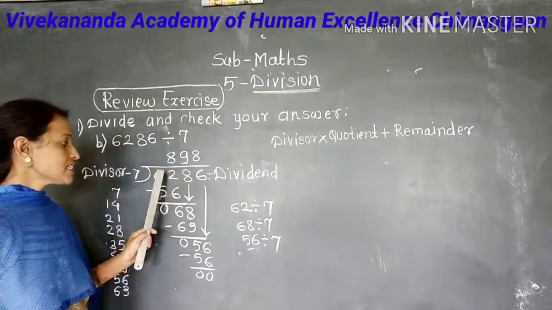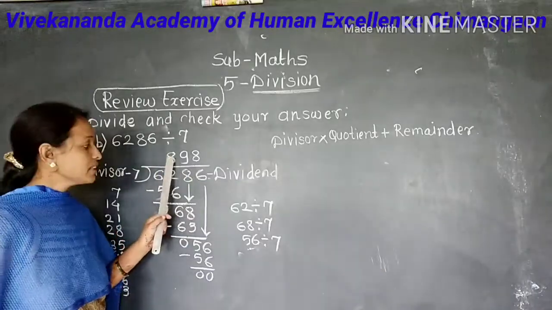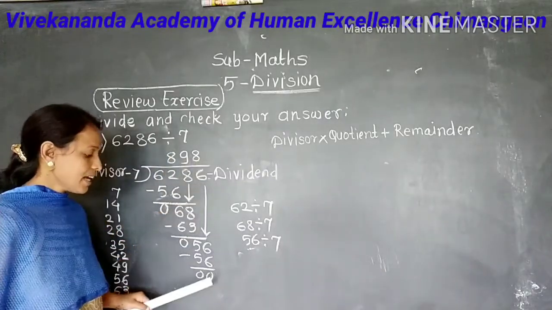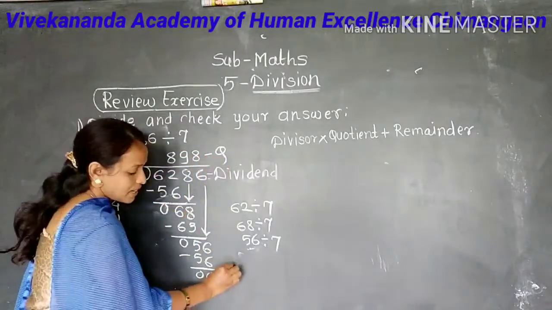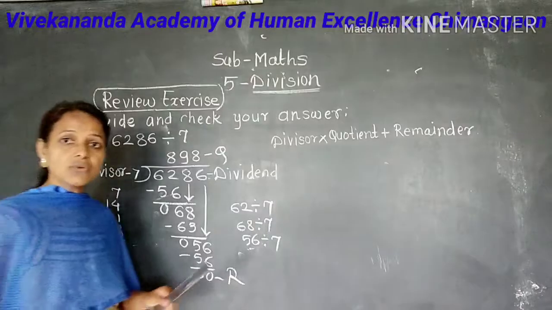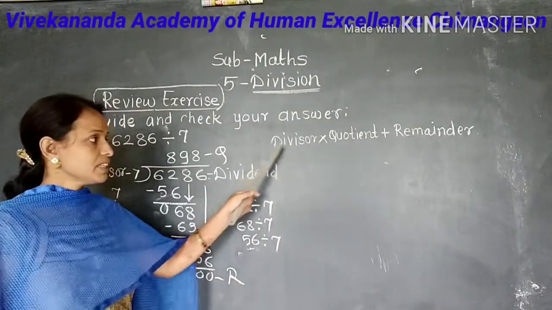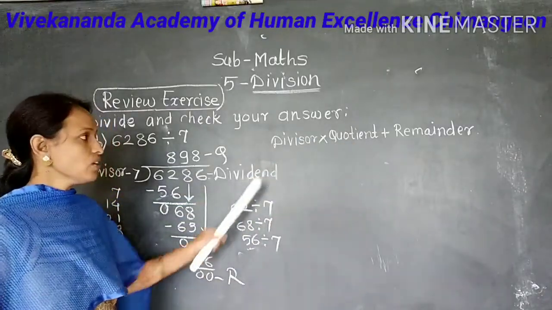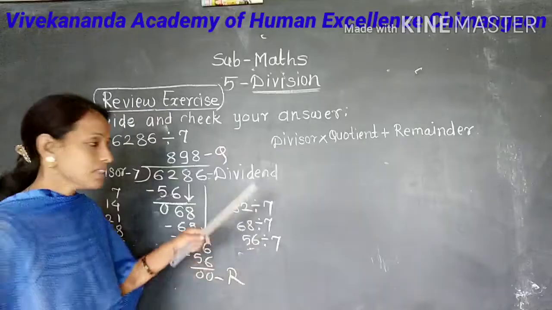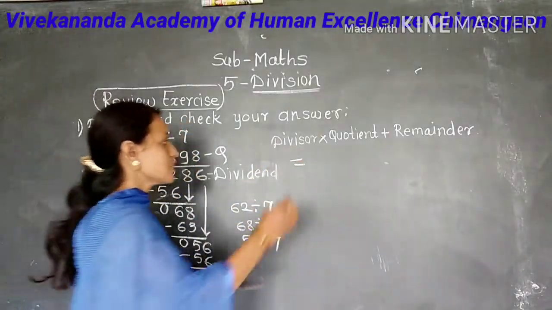We divide 6286 by 7. It gives us quotient 898 and remainder 0. So this is the quotient and remainder. Now we will check our answer by the division algorithm. Divisor into quotient plus remainder. Now we will put the value of divisor, quotient and remainder in this division algorithm. Divisor 7.